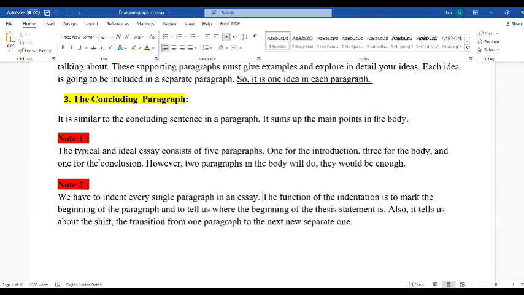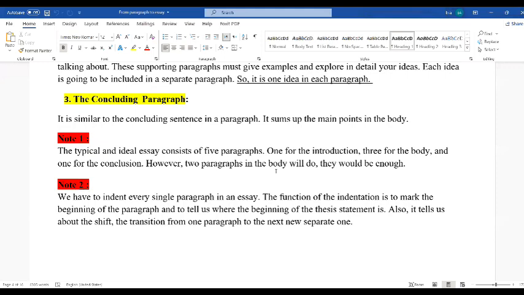We have here some notes. Note number 1: the typical and ideal essay consists of 5 paragraphs. So 1 as introductory paragraph, 3 as body paragraphs, and 1 as concluding paragraph. So in total, we have 5 paragraphs: 1 for introduction, as we said, 3 for body, and 1 for conclusion. However, 2 paragraphs in the body will do. Okay, they will be enough.